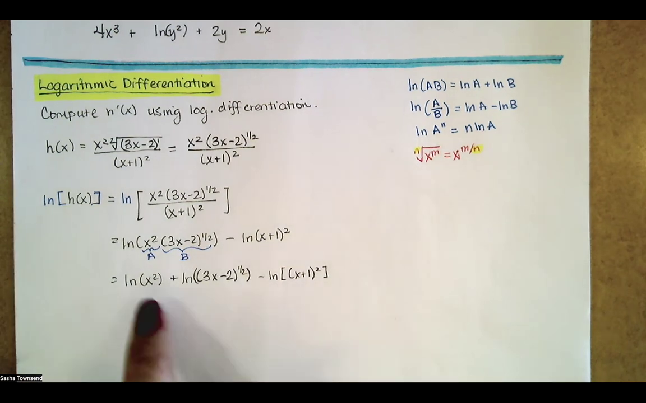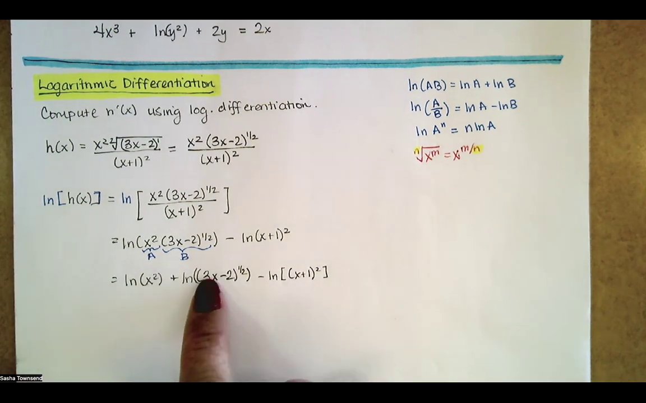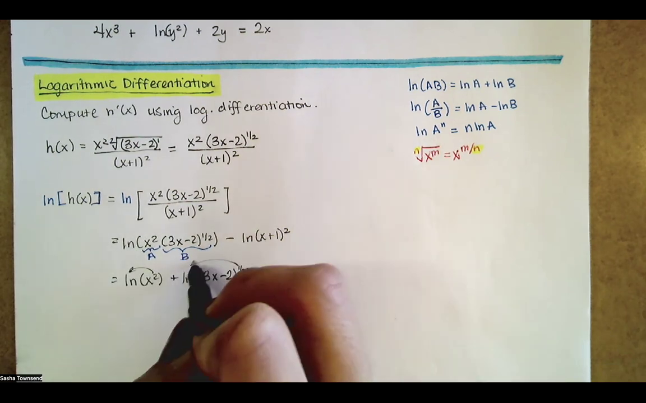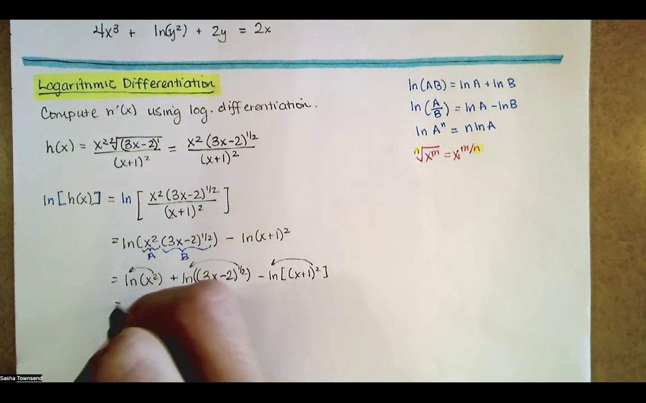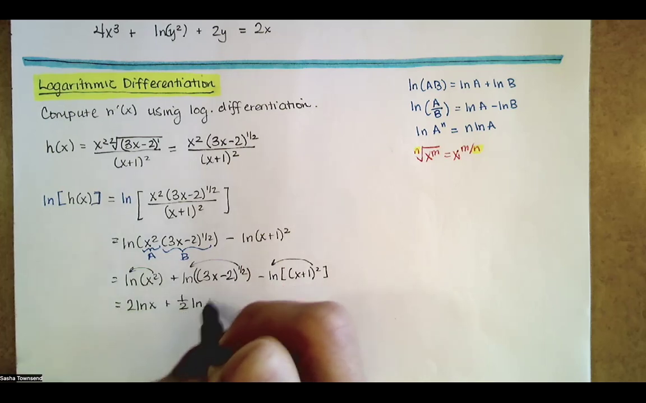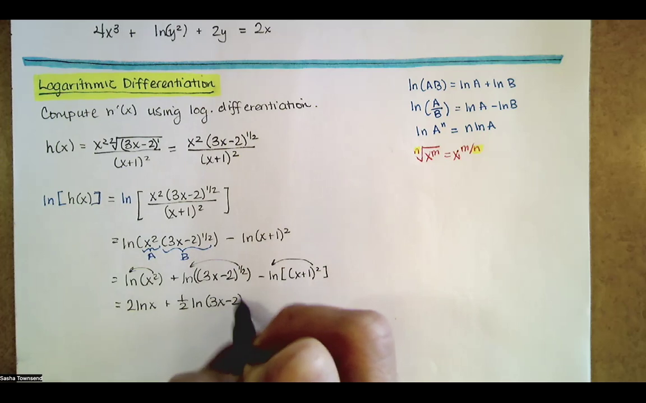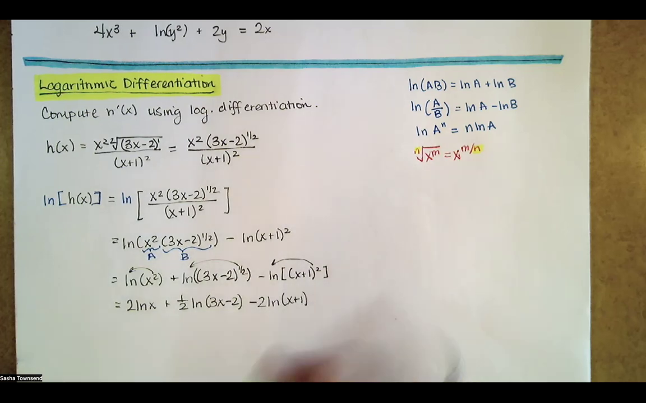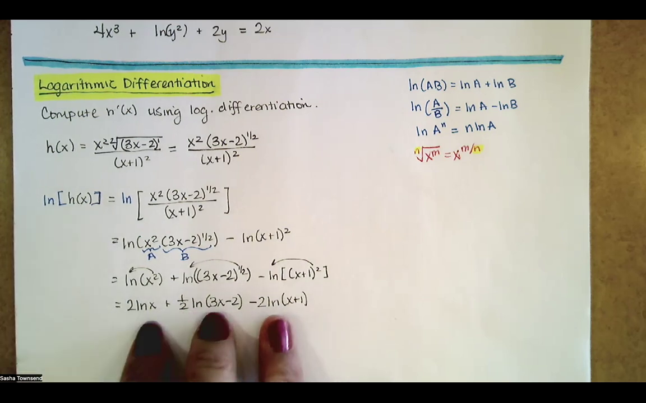And now I see I've got a function raised to a power inside each of these. So in each case, I can bring that power out front. We're going to have 2 natural log of x plus 1/2 natural log of the quantity 3x minus 2 minus 2 times natural log of x plus 1. So the natural log of h of x is equal to this, but we might have some domain issues.